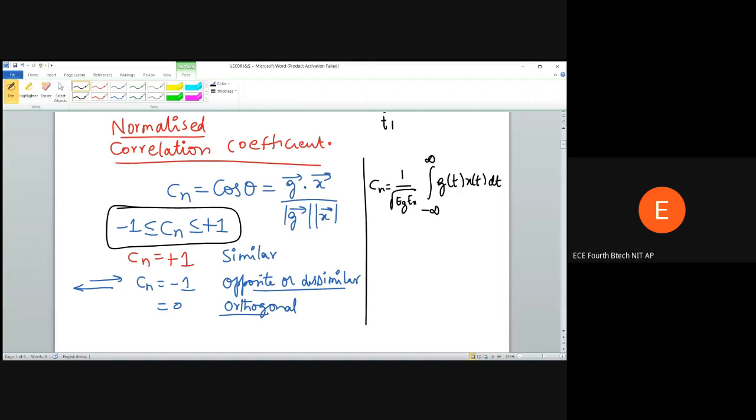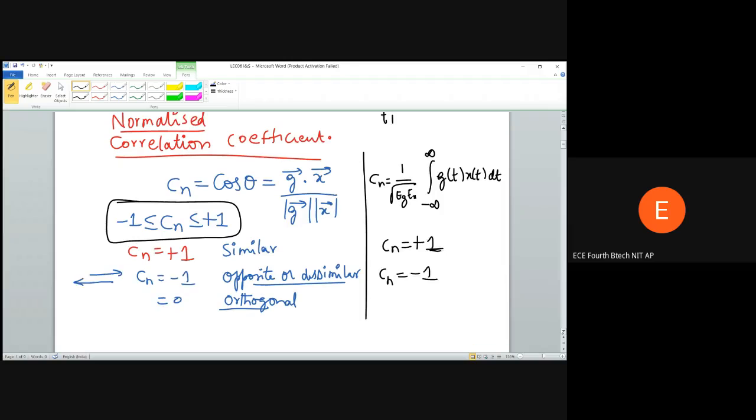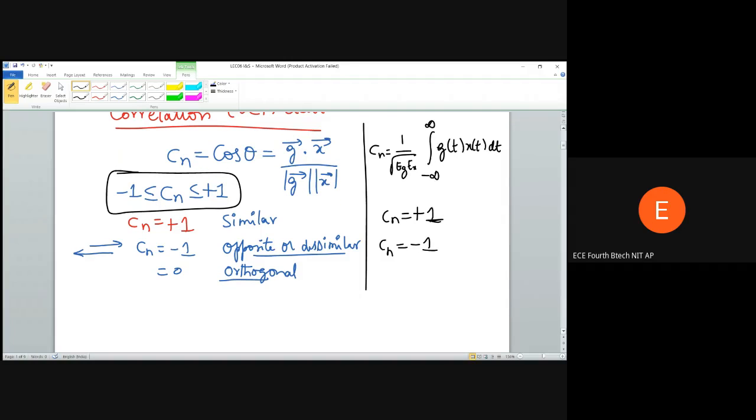It looks a little strange when you apply similarity to signals, because two signals are said to be similar in the sense that they have more correlation. When Cn is equal to 1, the signals g of t and x of t are more similar, and when Cn is equal to 0, I can say that the signals g of t and x of t are orthogonal to each other. From here I can assess a condition for orthogonality of two signals.